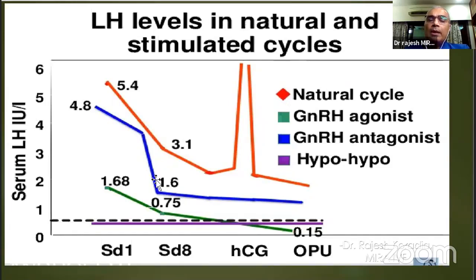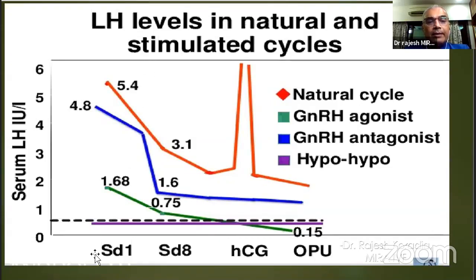So, it is not mandatory to switch over to HMG once you start the antagonist. But practically, I do that to cut down the cost of the cycle. There is no other reason. Otherwise, you can definitely continue whatever you have started right from the initial part of the stimulation. If you do not intend to transfer fresh embryos, because as we have seen earlier, if you stimulate without any LH activity, there are very high chances of progesterone elevation in the late follicular phase.